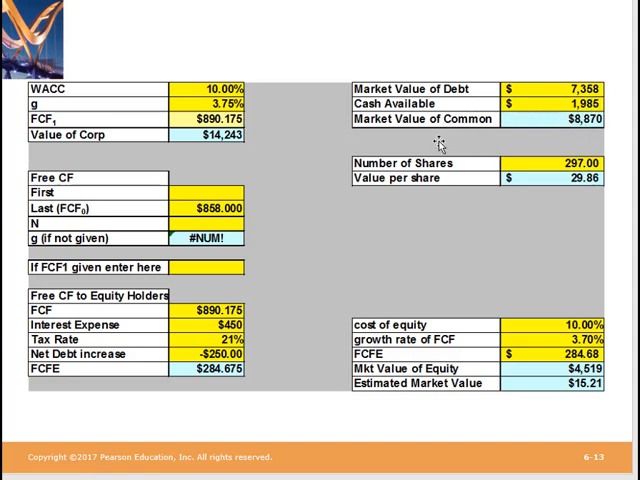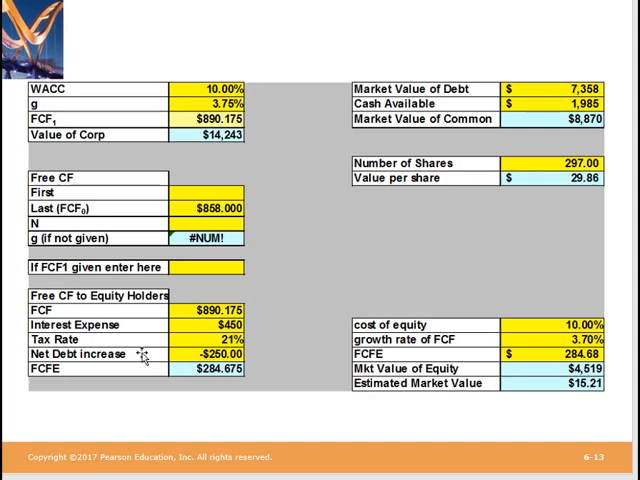$7,358 is the cash that's available. So the market value of the common stock is $8,870. The number of shares, 297, means this company has a value per share of 29.86. Again, if we incorporate some of this other information, using the free cash flow to equity holders, equity holders are expected to get this $284, in millions. Putting in the cost of equity and the growth rate, we can come up with another market value of equity.